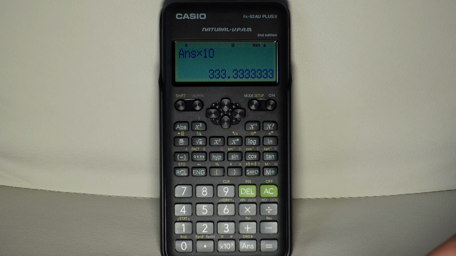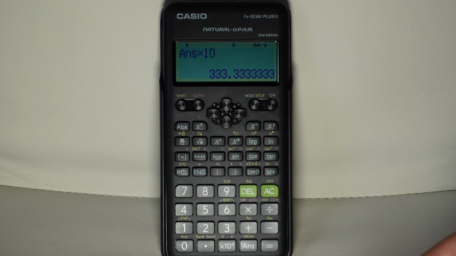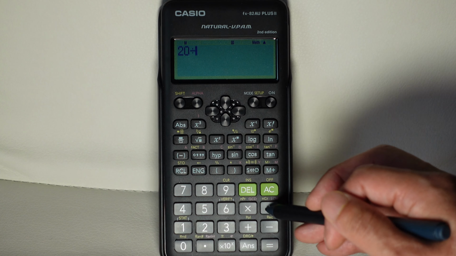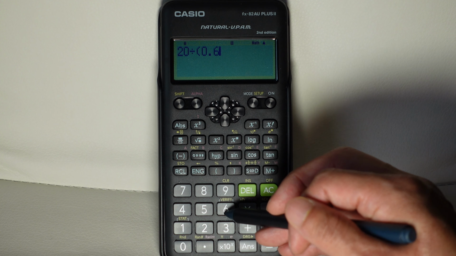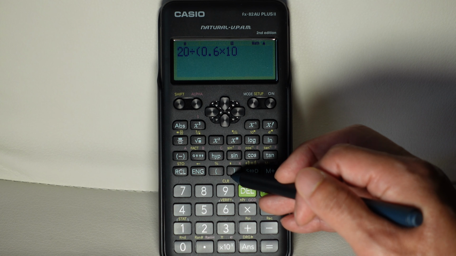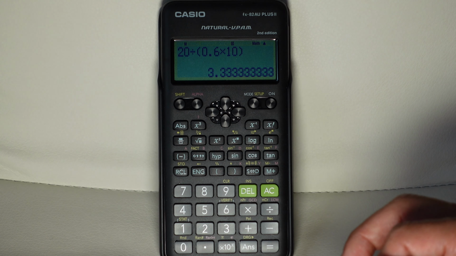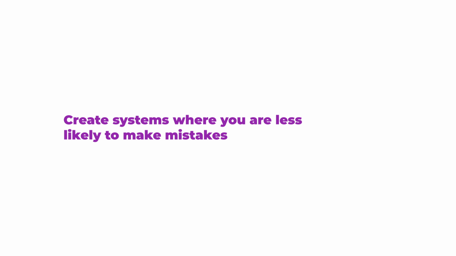If you wanted to get the right answer while inputting the numbers on one line, then you would have to explicitly tell the calculator to do the 0.6 times 10 first by putting this in parentheses. I think it is simpler to use the fraction button rather than using parentheses. The chances of making a mistake with parentheses are higher in my opinion. It's all about creating systems where you are less likely to make mistakes.